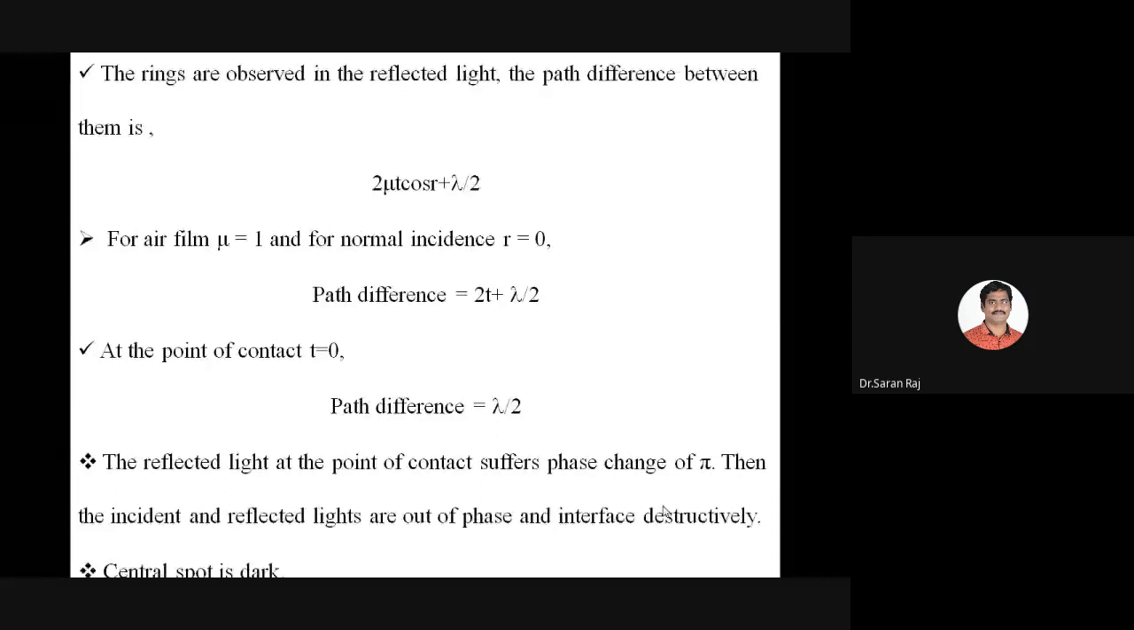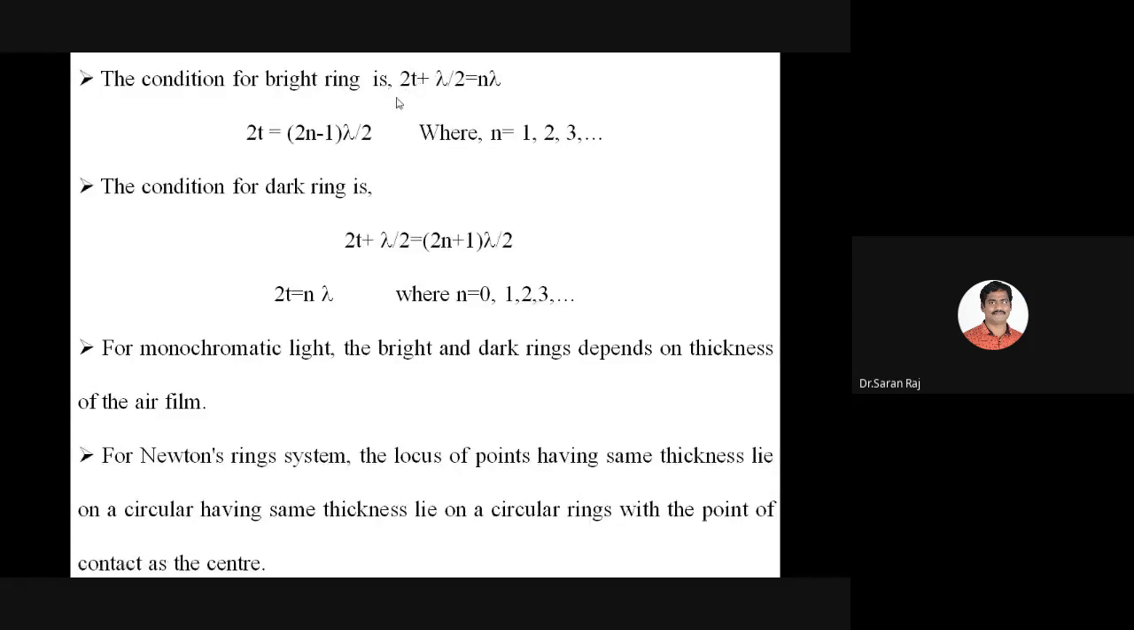we can write the conditions for bright fringe. Already you know this fringe condition; you have studied interference by the reflection method. The condition for bright fringe: 2t plus lambda by 2, that is the path difference, equals n lambda. We want only the t value, so I keep 2t here, and the plus lambda by 2 moves to the right-hand side as minus: n lambda minus lambda by 2. Taking lambda by 2 common, we get 2n minus 1 into lambda by 2. So 2t equals (2n minus 1) lambda by 2, where n values go from 1 to 3, the order of the spectrum.